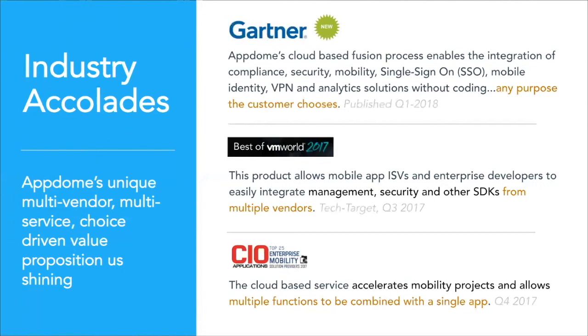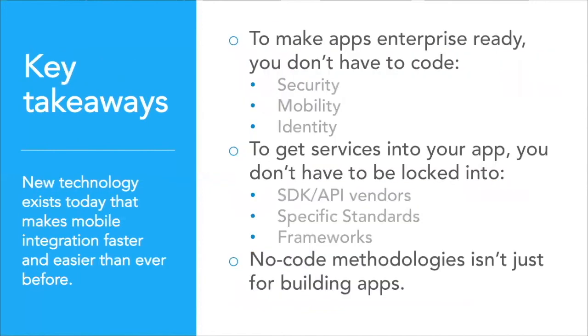Last year in the fall, we won the Best of VMworld 2017 from the Tech Target editors. They as well said you can add a variety of services from multiple vendors. CIO Magazine as well awarded us an Enterprise Mobility Award, and they as well talked about the multiple functions that we can add to an application. With Appdome, you get a tremendous amount of freedom, both from the developer perspective as well as the enterprise perspective, to deploy applications with a rich set of services that you choose, that you control, and you tailor to fit your individual use case. So what are the key takeaways?